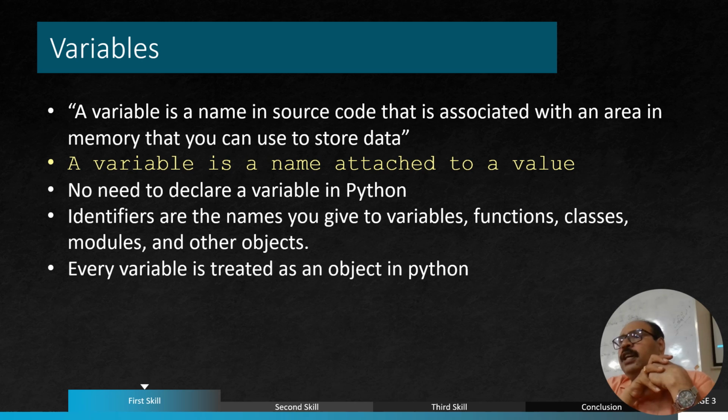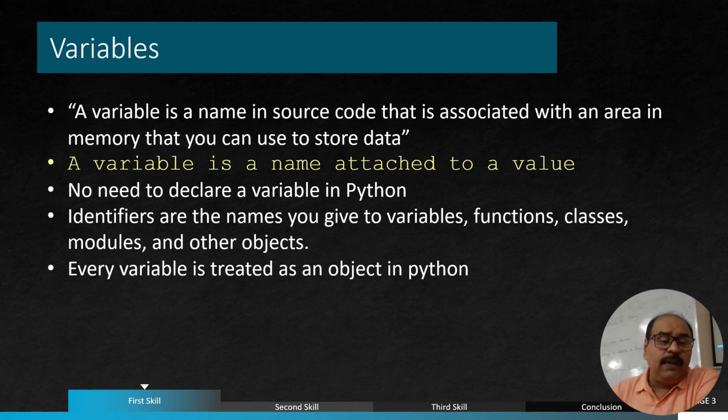Unlike many other programming languages, you don't need to have a separate declaration for a variable in Python. Those who are familiar with C or C++ might have noticed declarations like int x equals something. You don't need any particular declaration for any variable in Python. Python automatically interprets the data type and sets it. Okay.